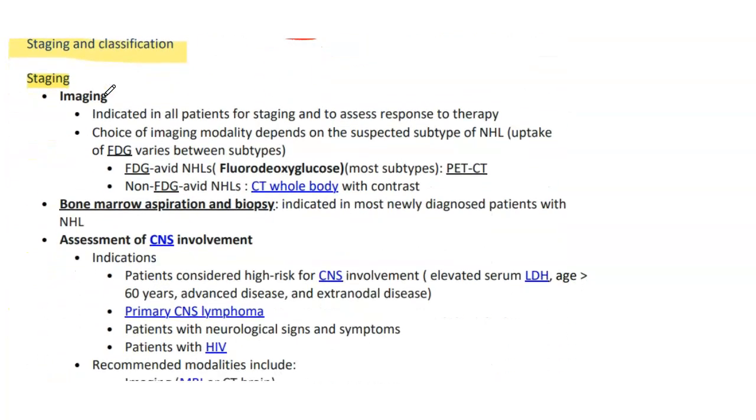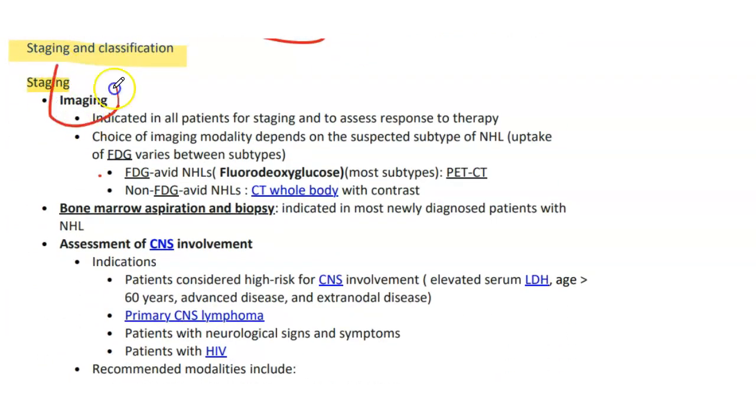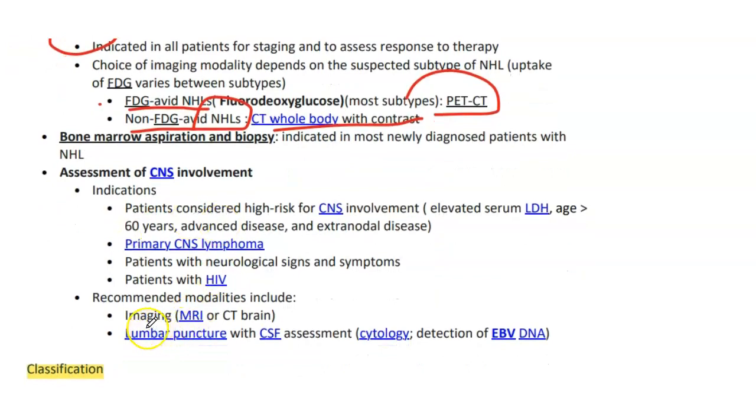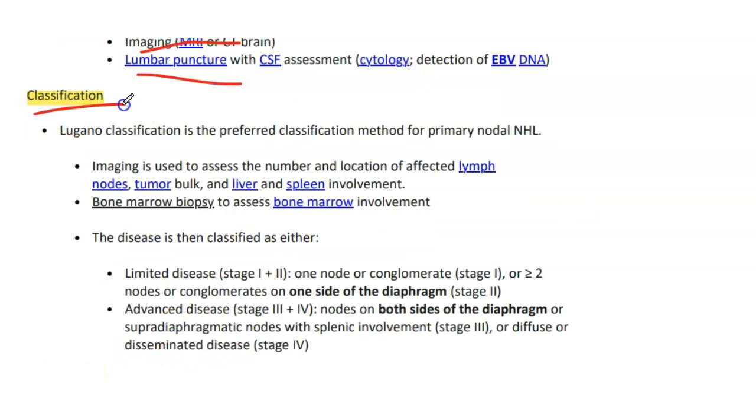Staging and classification. In staging we have imaging, which depends upon the subtype. Those that are metabolically active take up glucose, so PET-CT is used, while those where glucose uptake is reduced, the non-FDG (fluorodeoxyglucose) avid NHL, we do CT with contrast. Bone marrow aspiration is done, and for assessment of CNS involvement we do imaging like MRI or CT and lumbar puncture with CSF assessment.